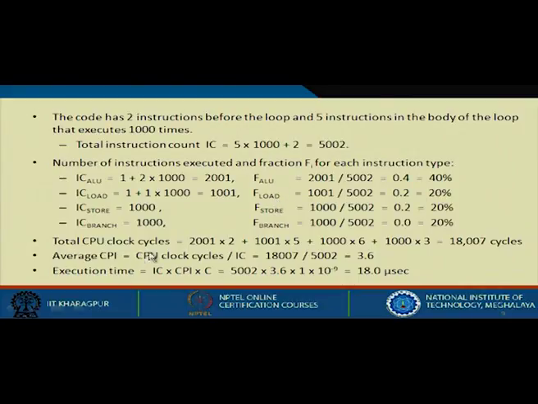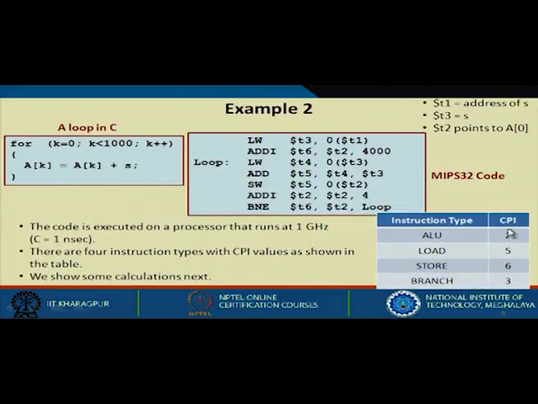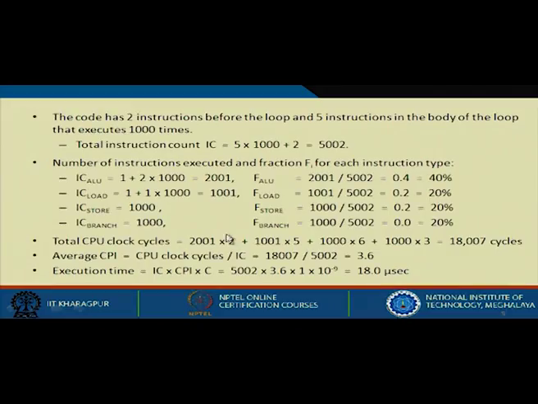So, total CPU clock cycles is 2001 multiplied by 2, 1001 multiplied by 5, 1000 multiplied by 6, 1000 multiplied by 3. So, we are taking all this from this CPI. We are multiplying this CPI with the total number of instructions that we have found out previously, and we are getting the total cycles as this much, 18007. What will be the average CPI then? This is the CPU clock cycles divided by instruction count. So, this is the total CPU clock cycles divided by instruction count. You get the CPI as 3.6.